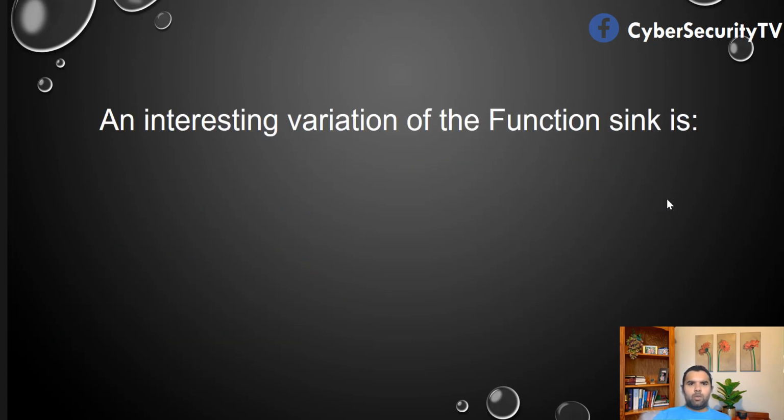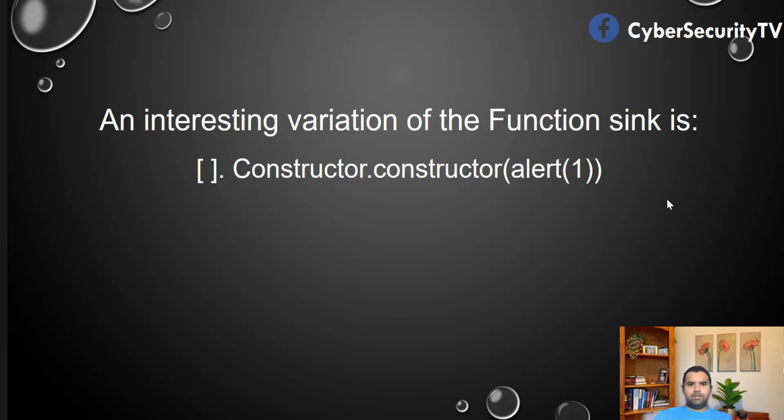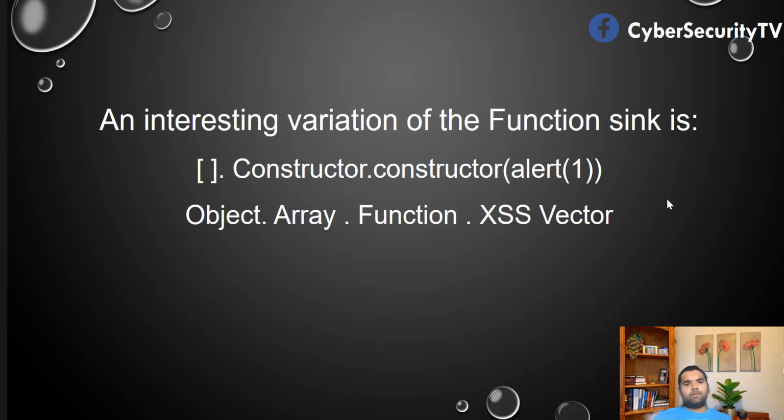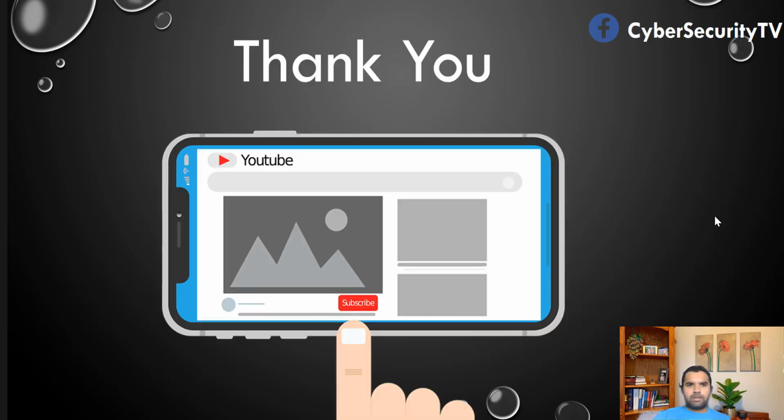But we're going to see one interesting variation of the function sink, which is this. What you can do is you can have an object, then you can use an array, then you use a function, which is the constructor, and then finally you can use an access vector. So in this example, this would be an object, this is an array, this is a function, and this is going to be an access vector. So even if you provide this particular value to the function, as an attacker, you are able to execute your payload.